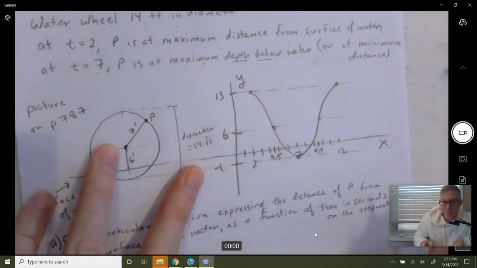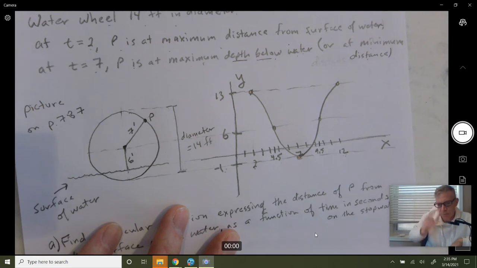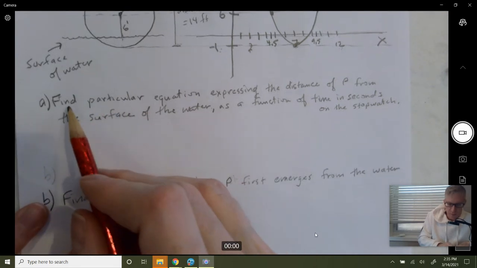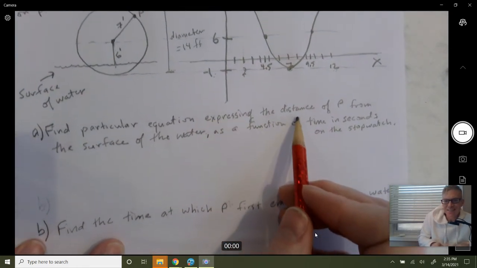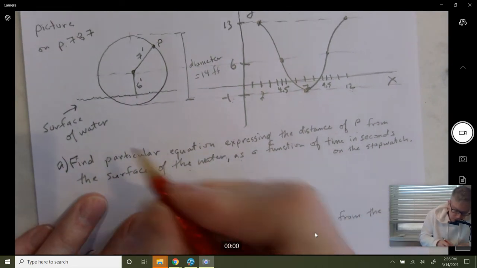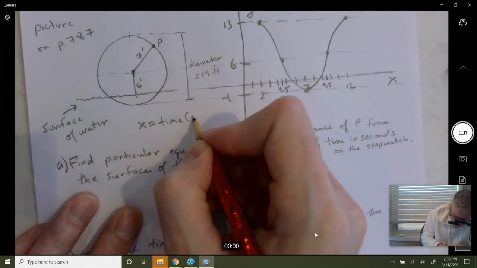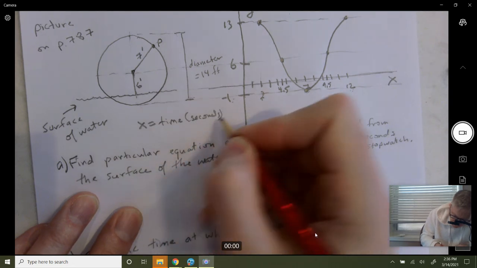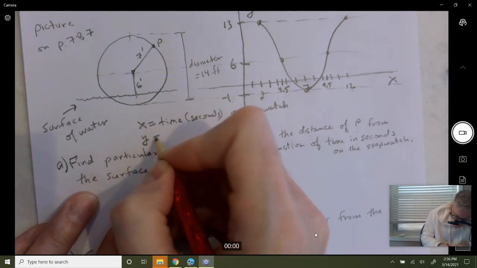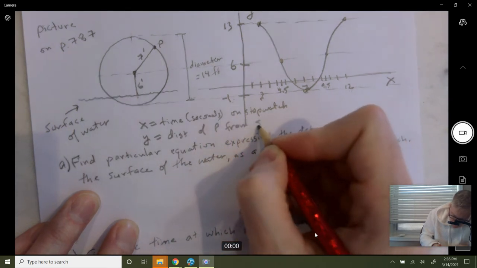Okay, this looks like a positive cosine graph if you want to start here and end here. Once you have this drawn, it's fairly easy to draw. I rewrote the equations right here on this sheet, and I'll post this sheet. Find the particular equation expressing the distance of P from the surface of the water as a function of time. So I'm going to just define x as the time in seconds on your stopwatch. I'm going to define y as your distance of P from surface of the water.